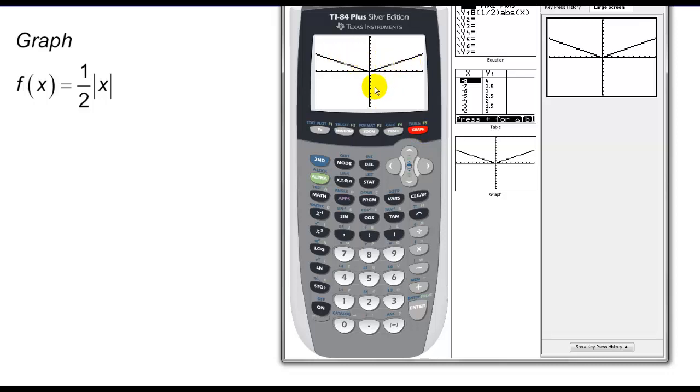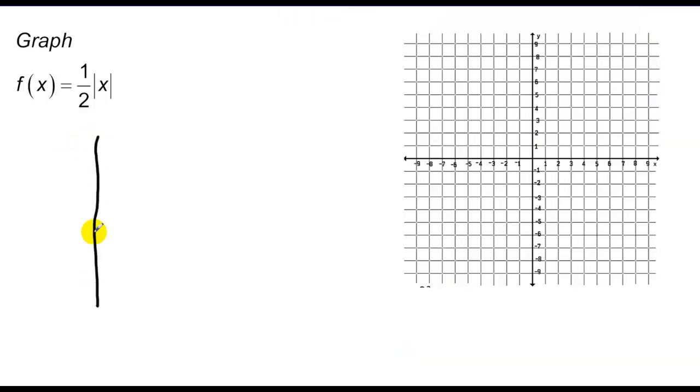In fact, if I were to pick a table for this, and I go, x is here and y is here, and I go negative 2, negative 1, 0, 1, 2, I plug in negative 2 and I get out a positive 1. Plug in negative 1, I'm sorry, and I get out a half. 0, 0, plug in 1, I get a half, and 2, I get 1.